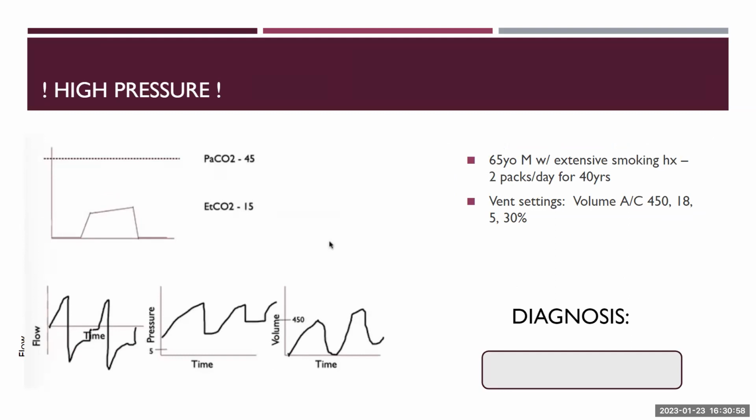So we have our 65-year-old male with an extensive smoking history, two packs a day for 40 years, and this is their vent settings. And this is what's going on. High pressure. So what do you think is going on, Minju?